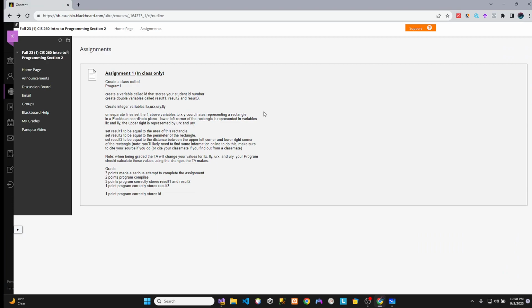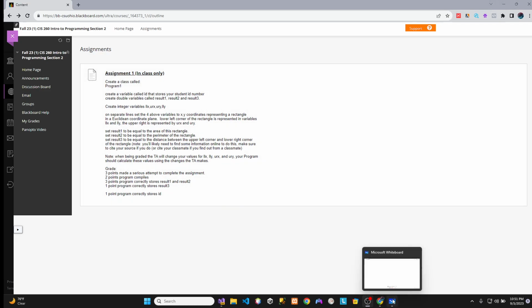So let's go back. Sorry about that. It says on separate lines, set the 4 above variables to x, y coordinates representing a rectangle in a Euclidean coordinate plane. The lower left corner of the rectangle is represented in variables llx and lly. The upper right is represented by urx and ury. Actually, we were free to choose whatever points we want to use.